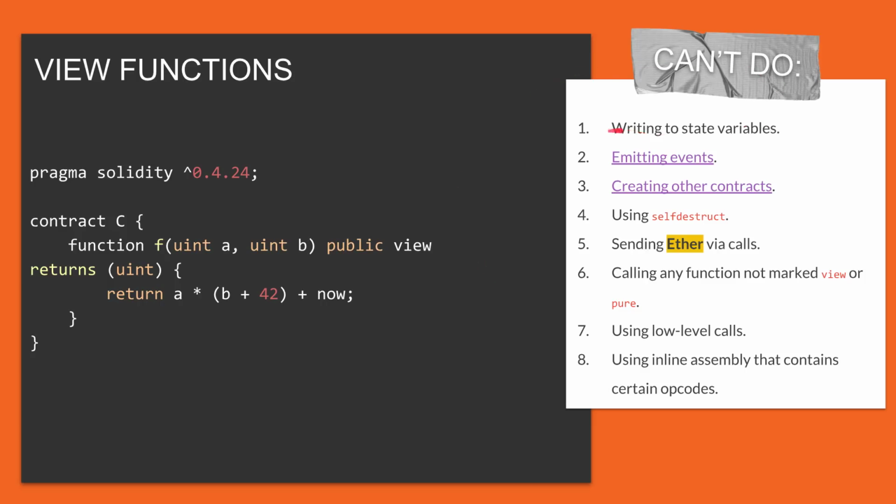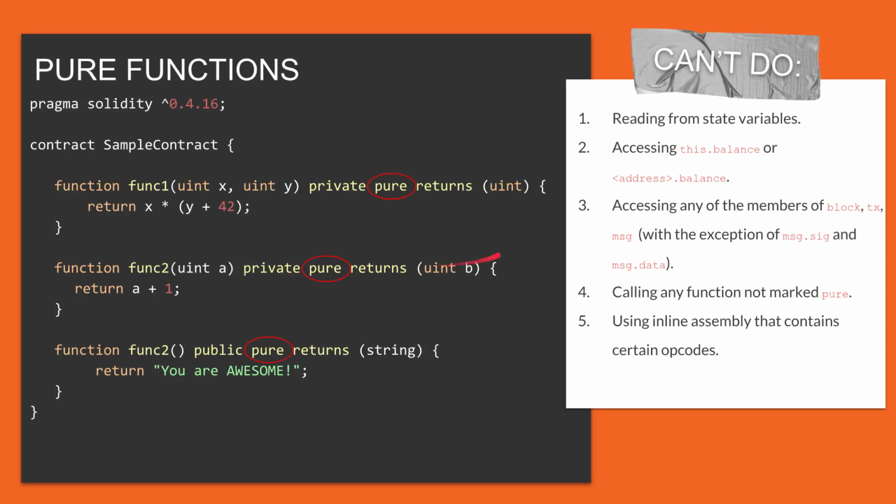When you have a view function, you cannot write to state variables, emit events, send ether, or call functions that are not pure or view functions. I have listed the things that you are not allowed in the view functions on the right side here. Now, pure functions have the same restrictions as view functions, as well as they cannot read from state variables.